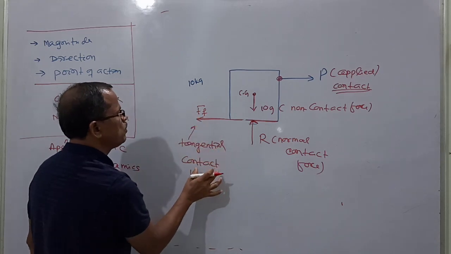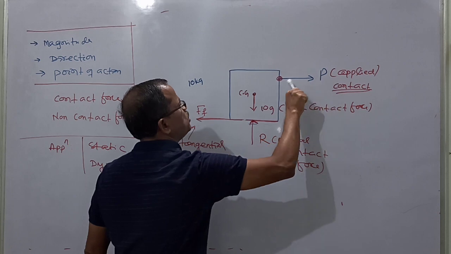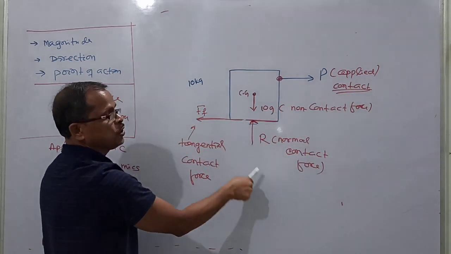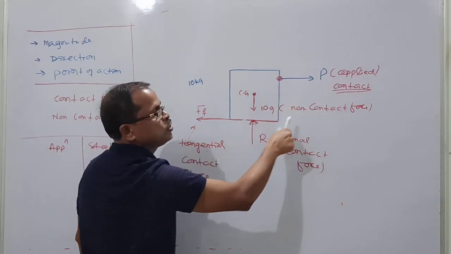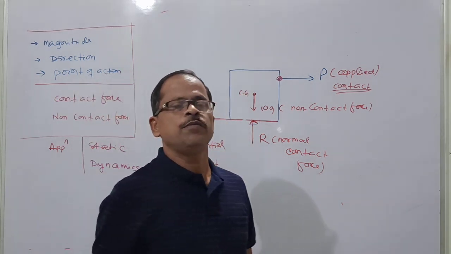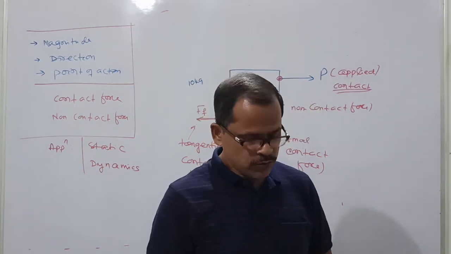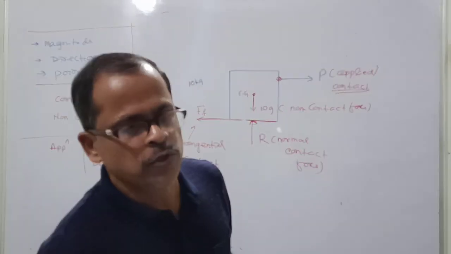Friction, tangential contact force. Why is friction going to the left? In order to oppose the applied force P to the right, so it is to the left because it's a static problem. So right hand side force is equal to left hand side force, downward force is equal to upward force. That is the condition of equilibrium of a body. This question number 3 is over. Now to come to example 4.